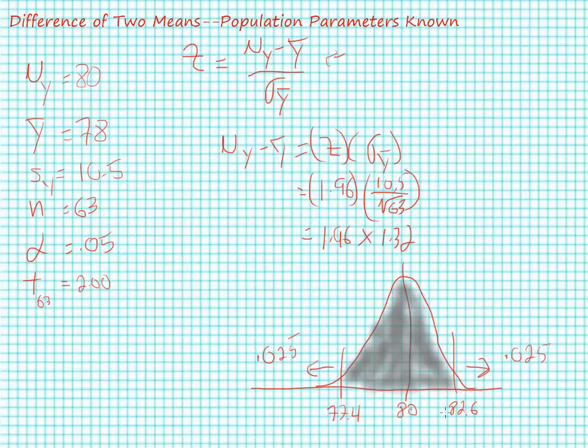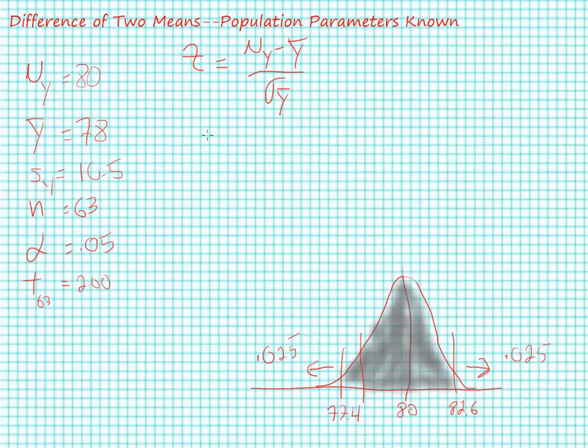outside those boundaries. We note that my score overall is 78, so it's below 80. It falls somewhere here, and therefore I will fail to reject the null hypothesis and conclude that while this class was below my target, it was not sufficiently below the target to indicate that we hadn't met our goal. It's within the bounds of what chance could produce. We can also solve this problem with a straight-ahead z-score problem, and I'll do that next.